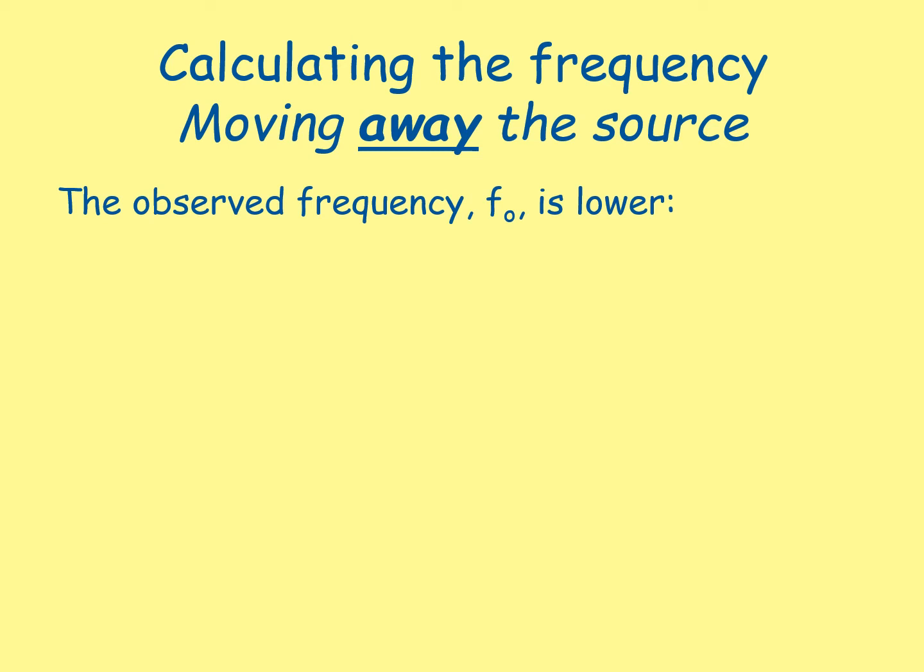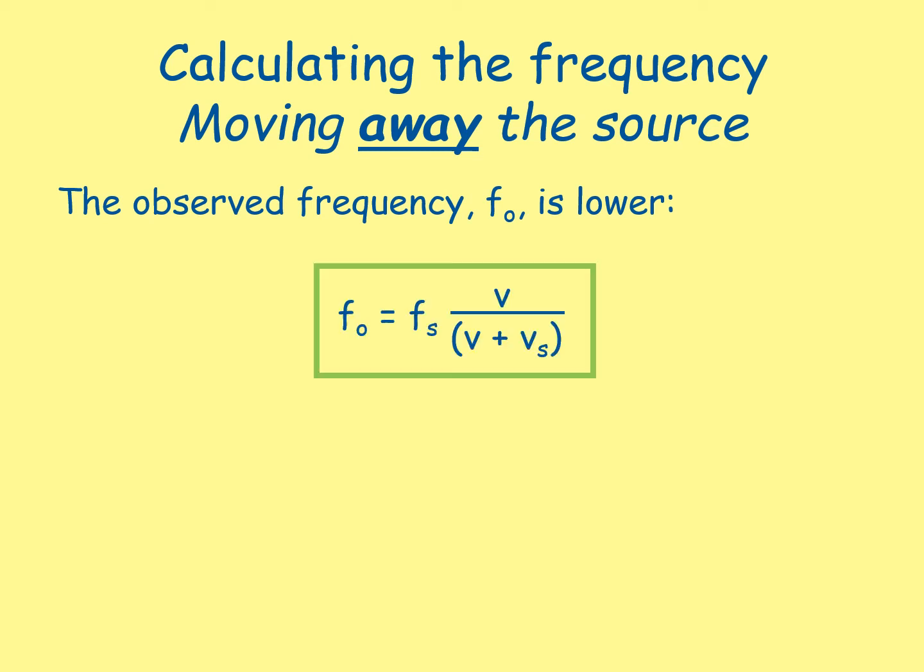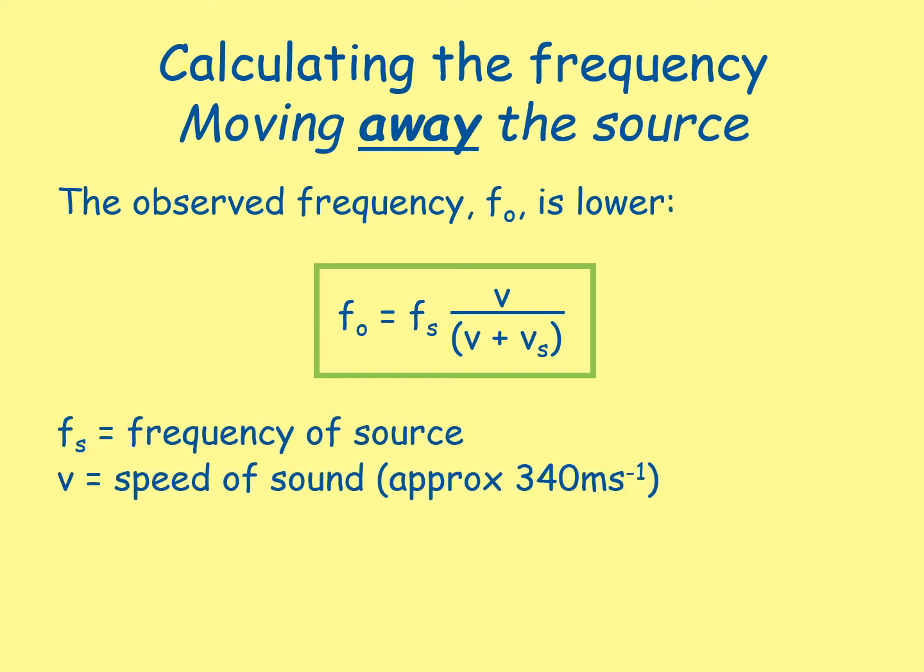Calculating the frequency moving away from the source. The observed frequency, Fo, is lower. Fo equals Fs multiplied by V over V plus Vs, where Fs again is the frequency of the source, V is the speed of sound, and Vs is the speed of the source.